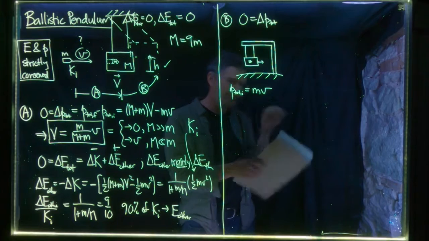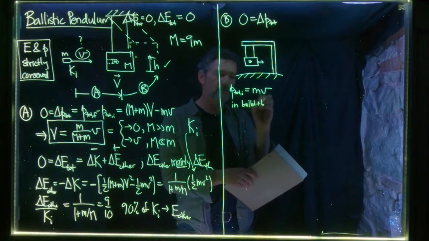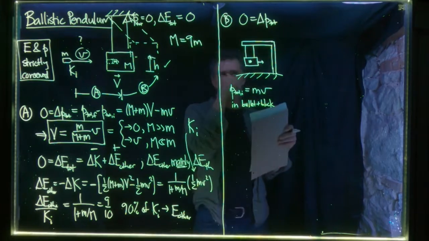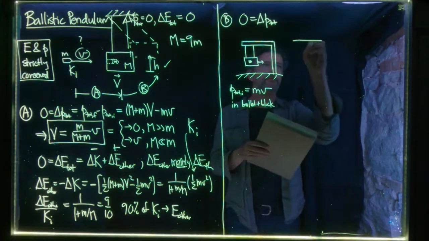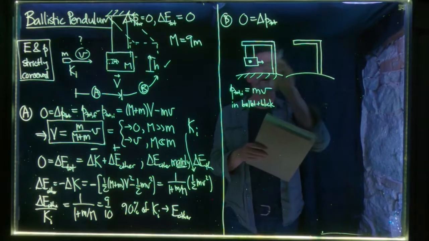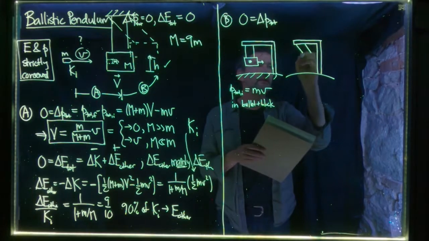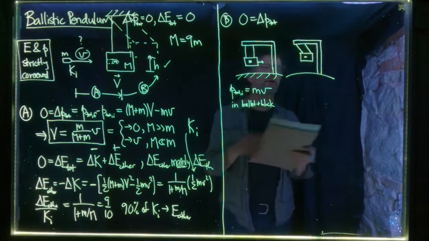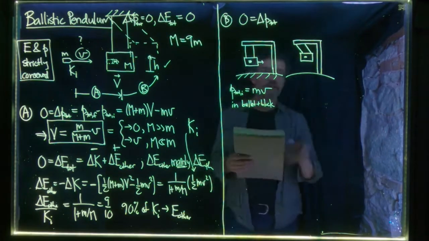I want to say this is in the bullet plus block system. Okay, it's in this thing. And so now later on what happens is we have this situation where the pendulum is momentarily at rest. Okay, the block has swung up like this, and so the ropes are now at an angle like this, and the bullet plus block system is at rest, and so there's no momentum in those guys. So where did it go? Well, obviously it went into the Earth.